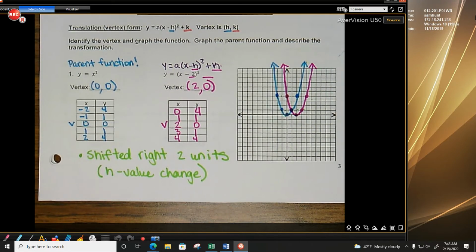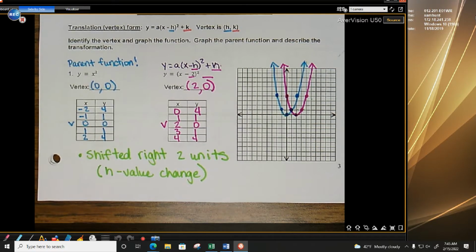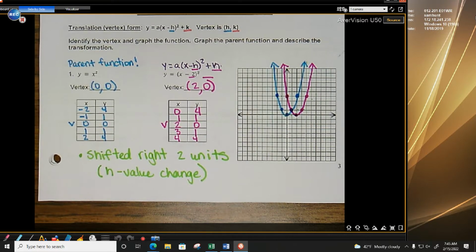If it's positive, you shift to the right. If it's negative, you shift to the left. Think about it. Where are positive numbers on your coordinate plane? On the right. So if h is positive, you go to the right. If h is negative, you go to the left. We good with that? Okay. Next one.